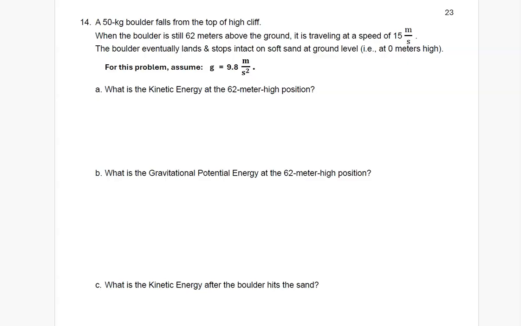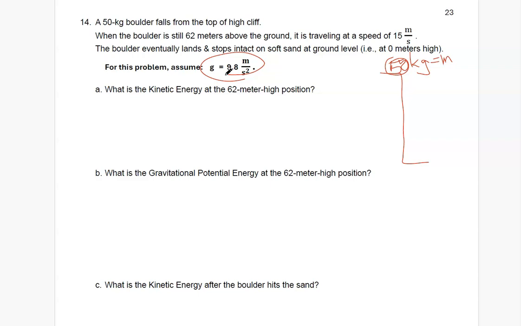A 50-kilogram boulder falls from the top of a high cliff. So we can actually represent that with a really simple drawing over on the side here. You have a boulder, it's 50 kilograms, and 50 kilograms, because it's in kilograms, that's our mass, not the weight. We are given that g is 9.8 meters per second squared. We're not going to worry about the negative sign because all forms of energy are scalars and we're going to keep them as positive values.